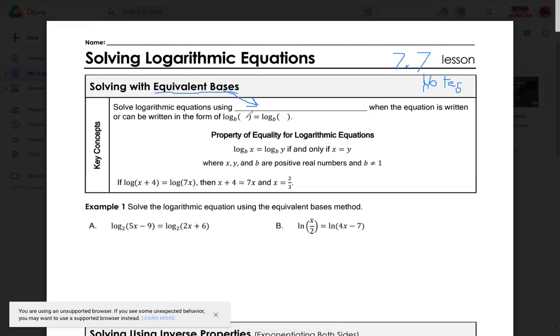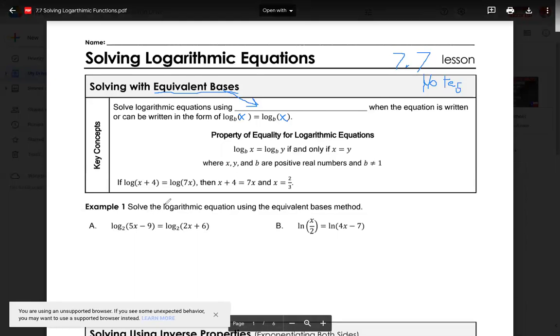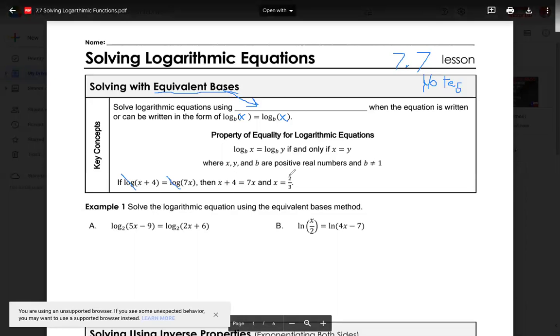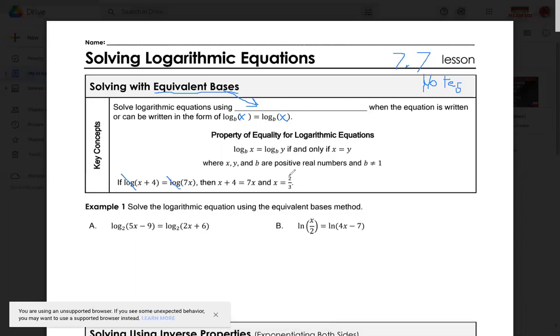So log b of x is equal to log b of x. What that basically means is that we can drop the logs and just rewrite the equation as a linear function and then just solve from there. Like we did before in the past lessons.